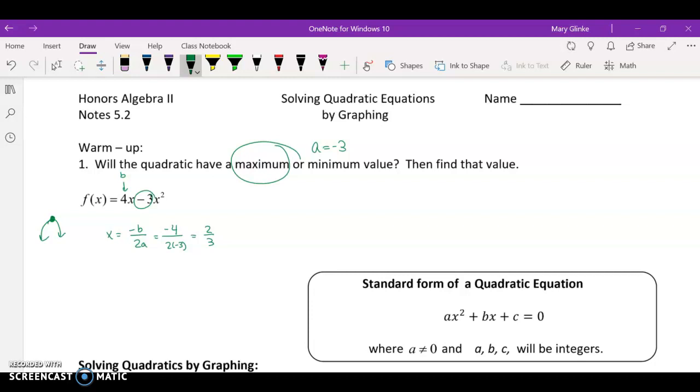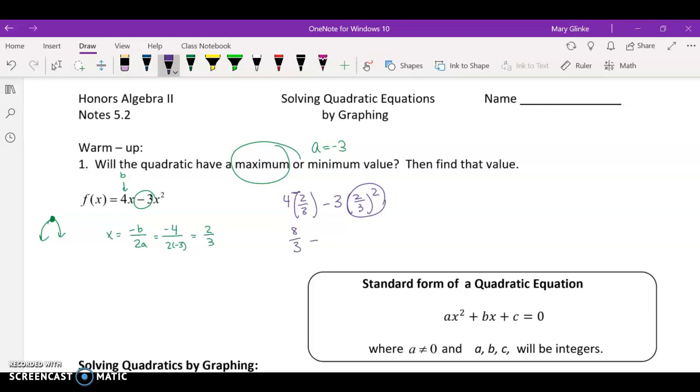So we're going to go ahead and actually find that value, and this once again would be on a no calculator portion. So we are going to take 2/3 and we are going to plug this in. 4 times 2/3 minus 3 times 2/3 squared. Now, order of operations says that we have to square 2/3 first. And we also can at the same time multiply over here because it's not going to change the other one.